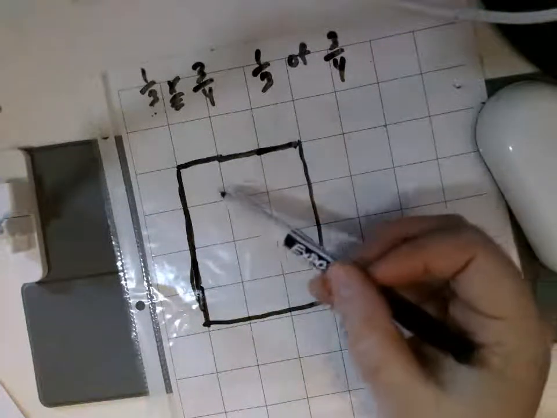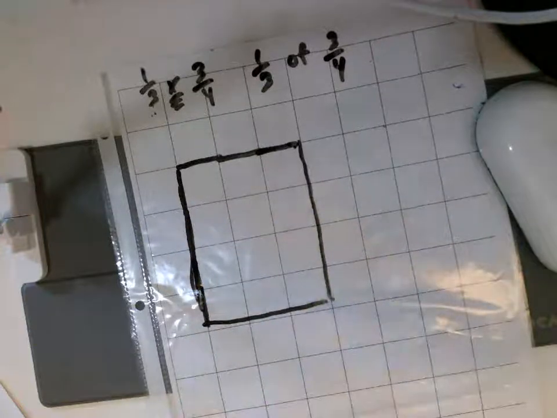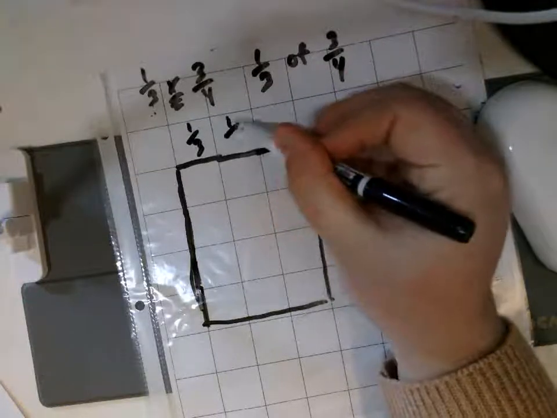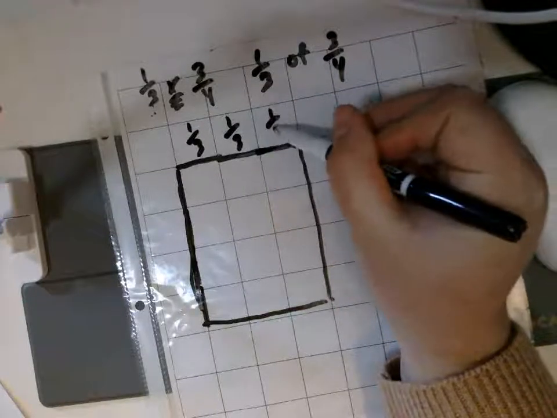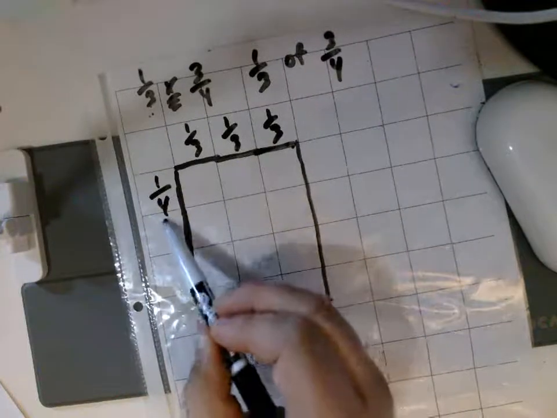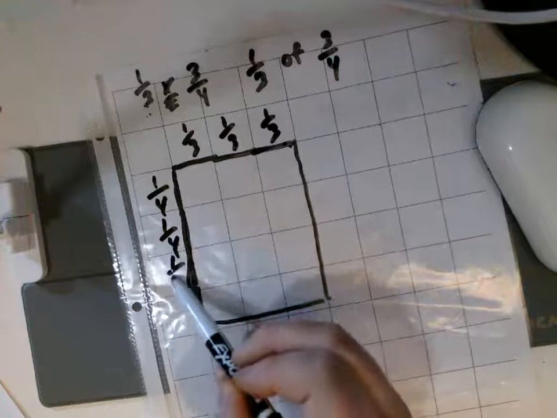And we want to go ahead and label all of these. Okay. So up here, we know this is 1/3, 1/3, and 1/3. Okay. And this side is 1/4, and 1/4, 1/4, and 1/4.